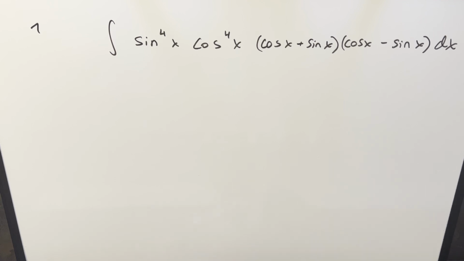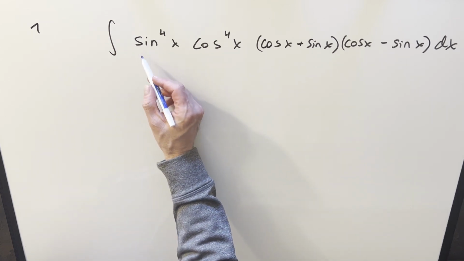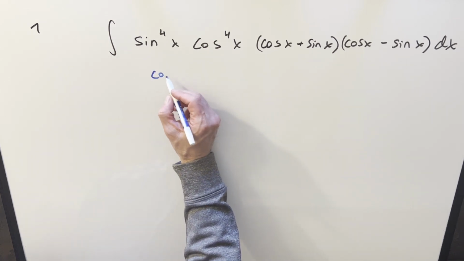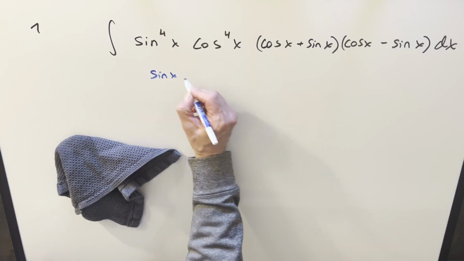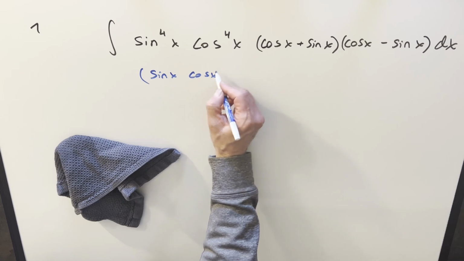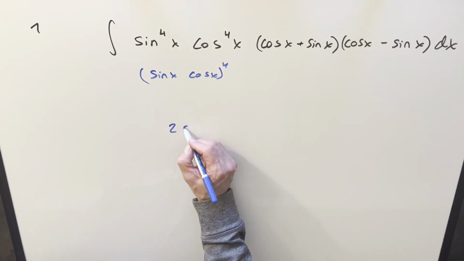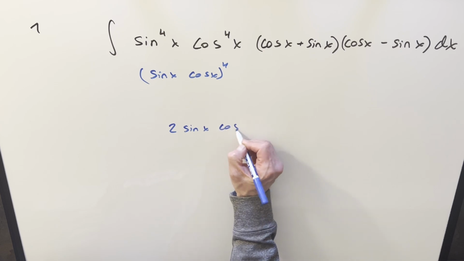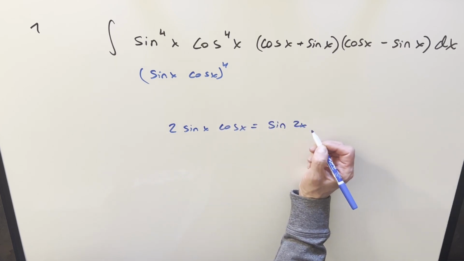Okay, there's probably a lot of different ways to do it, but the thing I want to notice is that it's nice that we've got the same power here, because we could group it together and write it like sine x times cosine x all to the fourth. The reason I want to do that is if we had 2 sine x cosine x, this is just our double angle formula. This is the same thing as sine 2x.